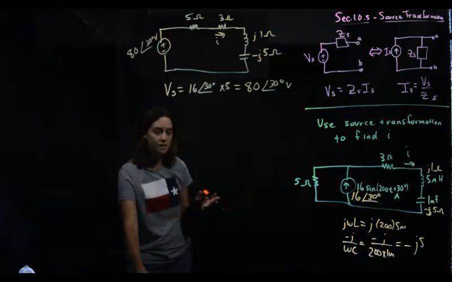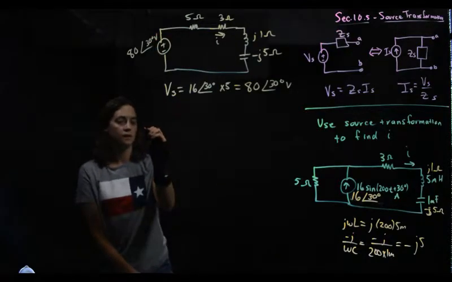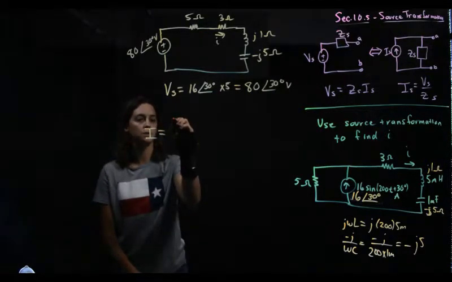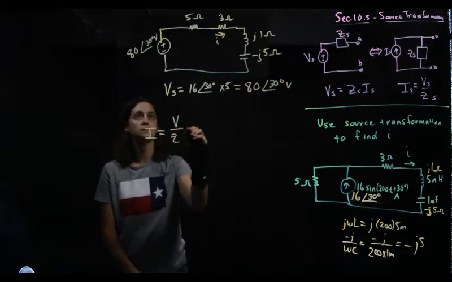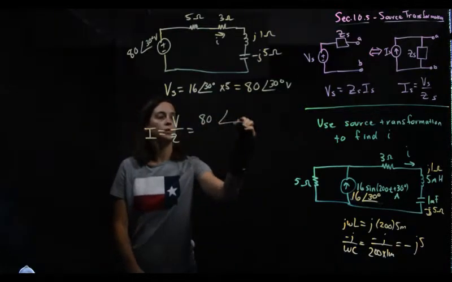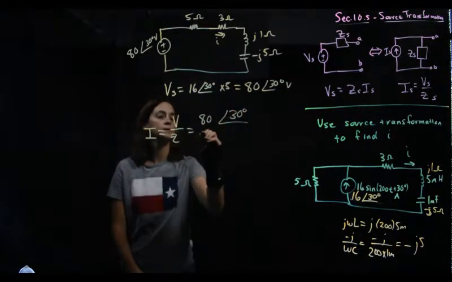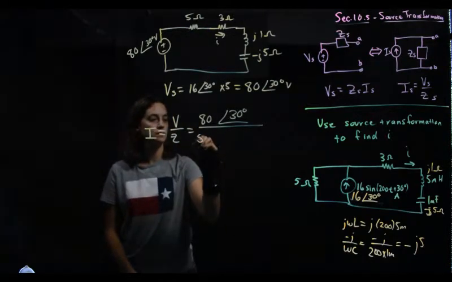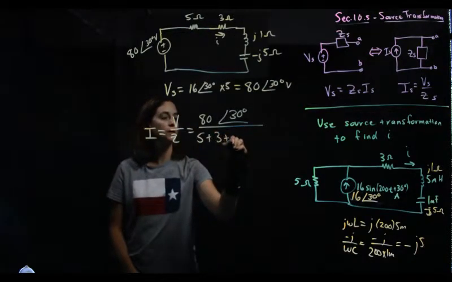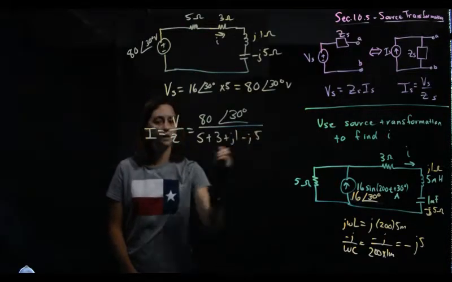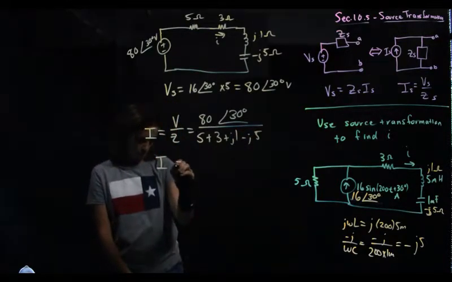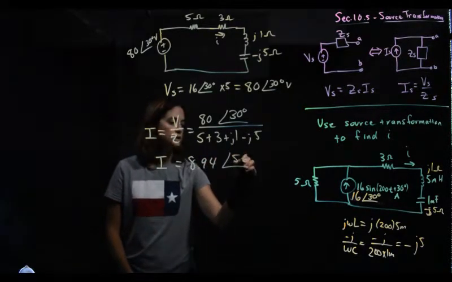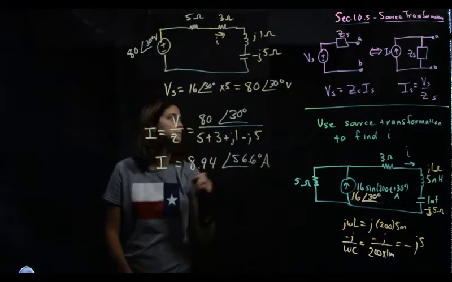All right, current's very easy now. Everything is in series. I equals V over impedance. 80 angle 30 divided by all of these in series: 5 plus 3 plus J1 minus J5. And we get 8.94 at an angle of 56.6 degrees amps.